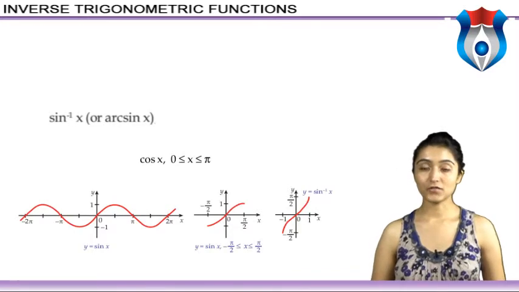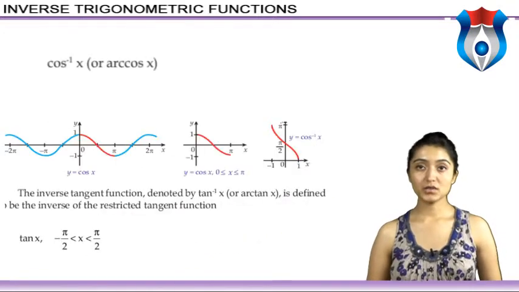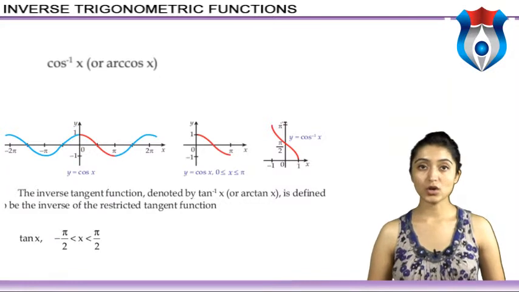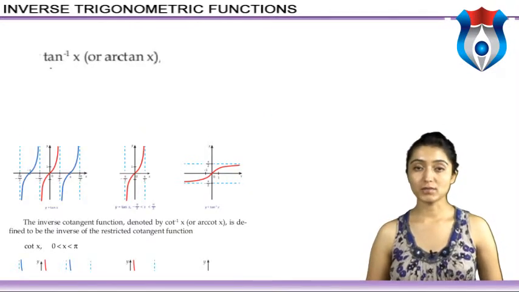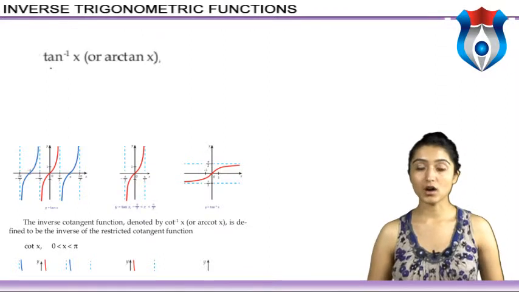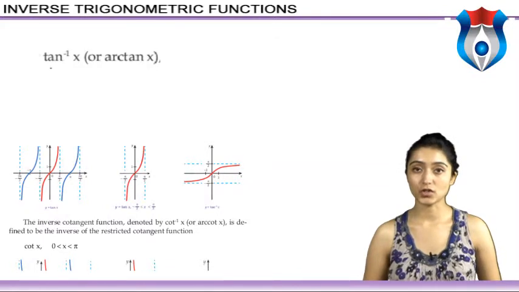Let us understand the definition of inverse trigonometric functions. The inverse sine function, denoted by sine inverse x or arcsin x, is defined to be the inverse of the restricted sine function as shown on the screen. The inverse cosine function, denoted by cos inverse x or arc cos x, is defined to be the inverse of the restricted cosine function. The inverse tangent function, denoted by tan inverse x or arc tan x, is defined to be the inverse of the restricted tangent function.